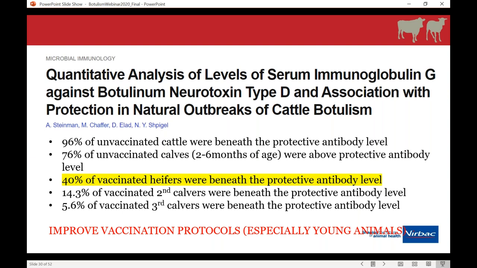If we look at older age groups in the herd, they found that it improved. So we had 14% of second calvers that were not protected. And then by the time you get to third calvers, almost every animal in the herd in that age group was protected. In that case, it was almost 95%. So one of the things that these scientists talk about in the discussion is that we need to improve vaccination protocols against diseases like botulism, but we need to especially focus on our young animals.